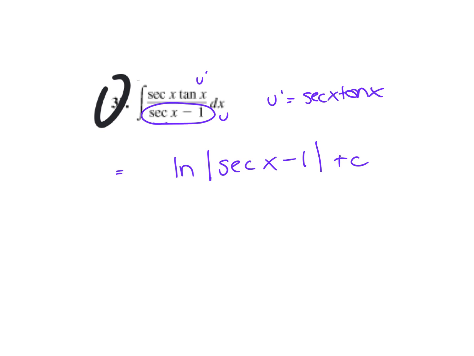If you don't see the u prime over u, you can go ahead and say u is secant x minus 1, find du dx, and do all of your u substitutions as normal.